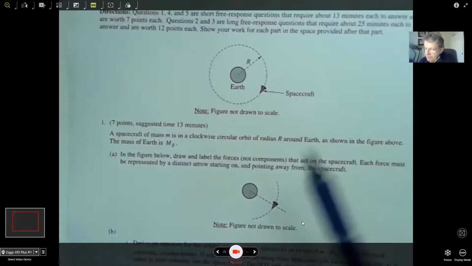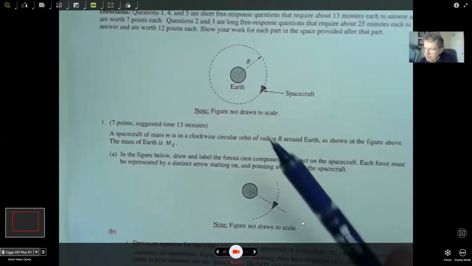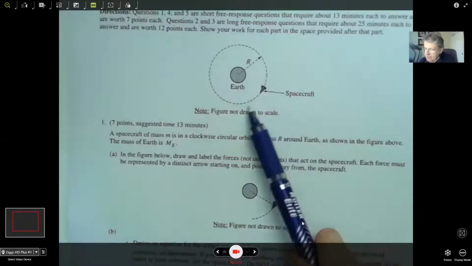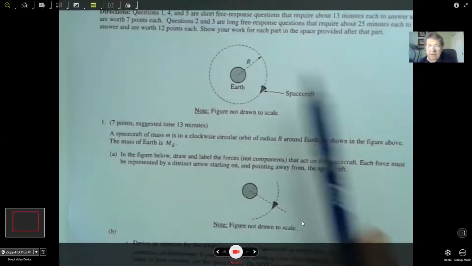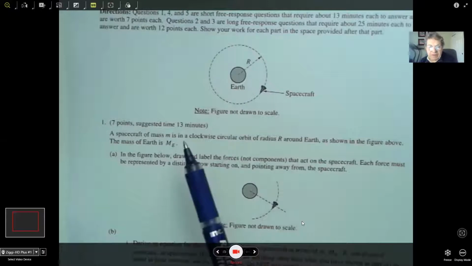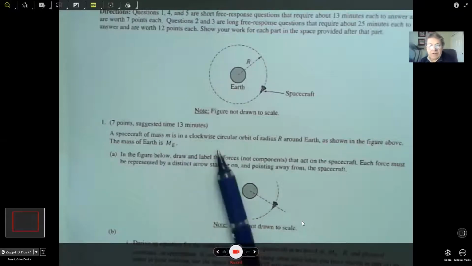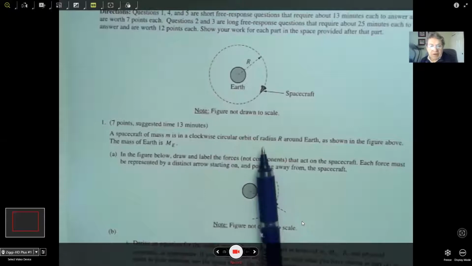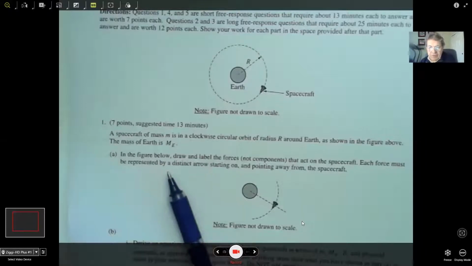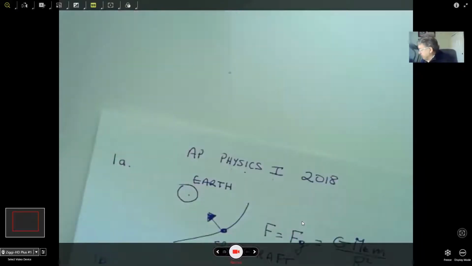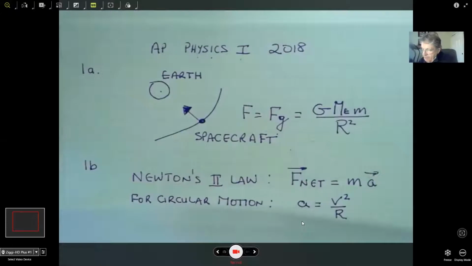This is a force problem. It's the situation of motion of a spacecraft in circular orbit around the Earth with a radius r. It gives the mass of the Earth as capital M E, and the mass of the spacecraft is small m. The first question asks to draw a free body diagram identifying the forces on the spacecraft. And that's a typical introduction to a force problem. It should be fairly easy to answer.